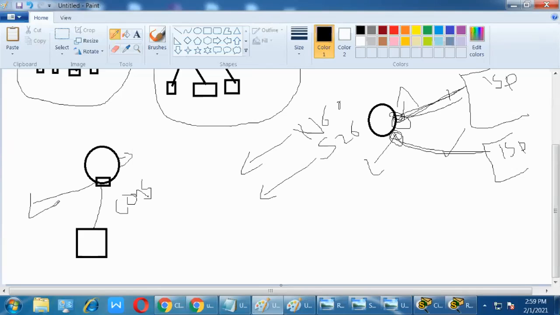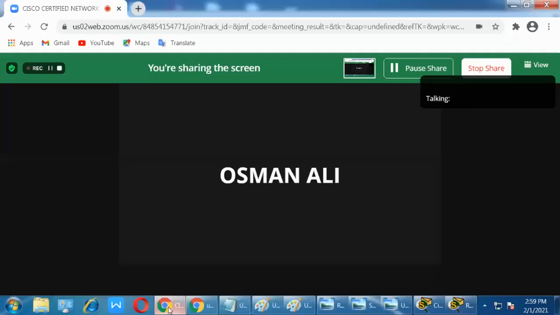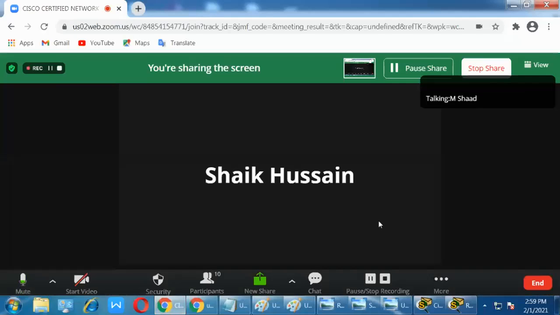But this port is only for physical access to the router. Clear? Makes sense? Understand, everybody? Yes, sir. Mr. Faraz, Mr. Riaz, yes, sir.